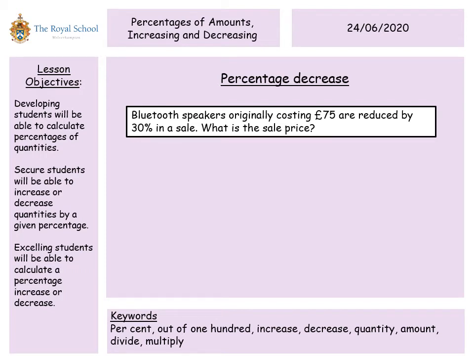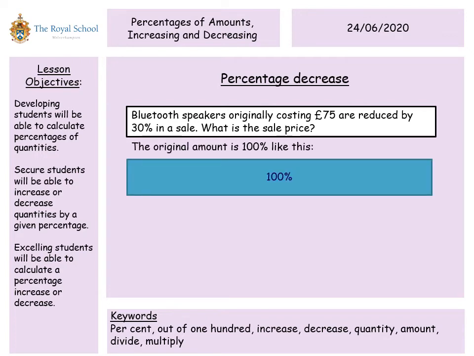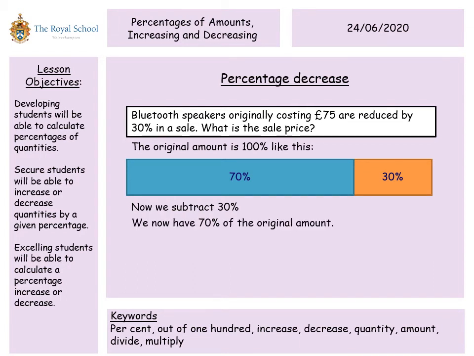So let's show that visual representation of it to start off with again. The original price is going to be 100%. We're taking away 30% from it. So 30% reduced, and it leaves us with 70% left. So the new price is 70% of the original amount, because we've taken that 30% off it. So always treat your original amount as 100% in these questions.